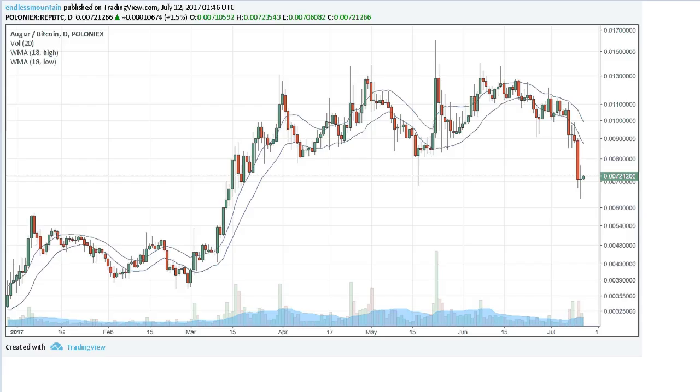REP is next, Augur, and it's come back to its previous support. Again, this is something that I have been owning. Probably should have got out of an okay amount in here. However, with that being said, I'll be selling starting at around here and in various up points.